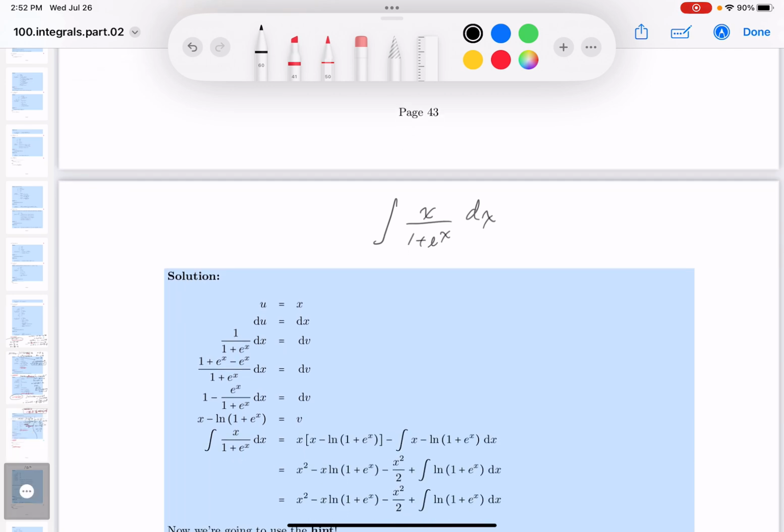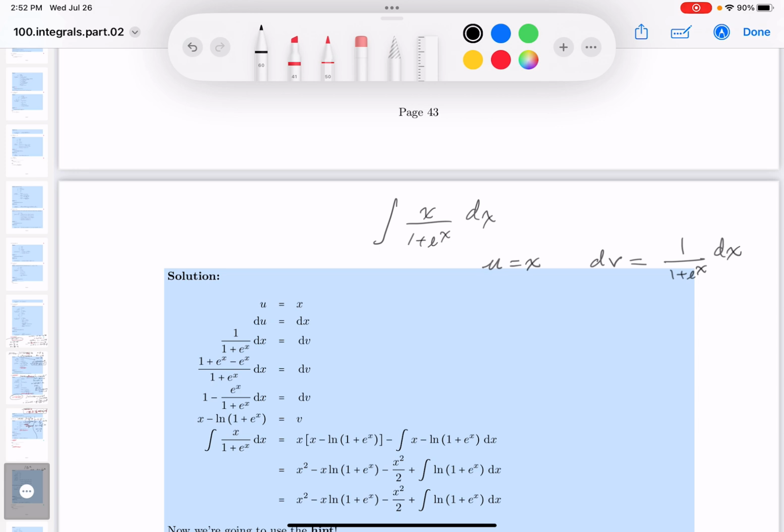It kind of looks like you could make a substitution over here. So let's try that first. And yeah, I guess that's integration by parts. Let's give it a try. So u is equal to x. That means the dv would equal 1 over 1 plus e to the x dx.